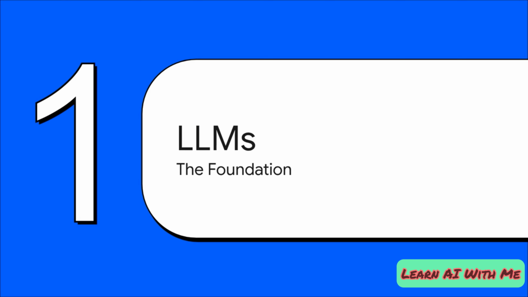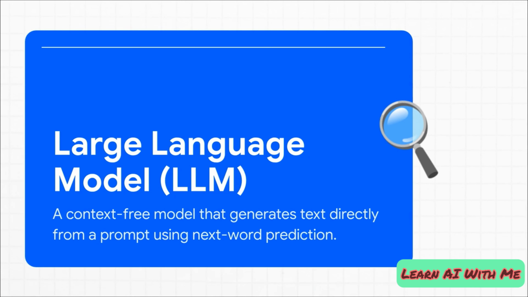Okay, our first step, the absolute foundation of this whole structure, is the large language model. You've heard it a million times, the LLM. This is really where it all begins. So, what is an LLM at its core? Honestly, it's a super sophisticated next word prediction engine. You give it a prompt, and it just generates text based on all the patterns it learned from the massive amount of data it was trained on.